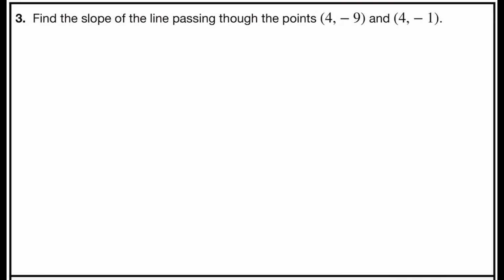Problem number 3 says find the slope of the line passing through the points (4, -9) and (4, -1). So again, I'm going to use my formula. Slope is equal to the second y, or y sub 2, minus the first y, or y sub 1, over the second x, x sub 2, minus the first x, x sub 1. And now I'm going to substitute.